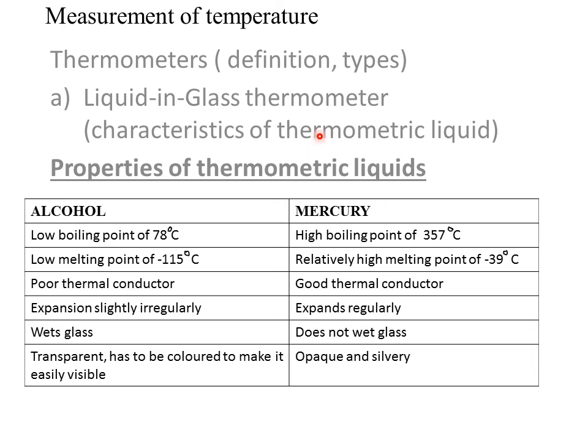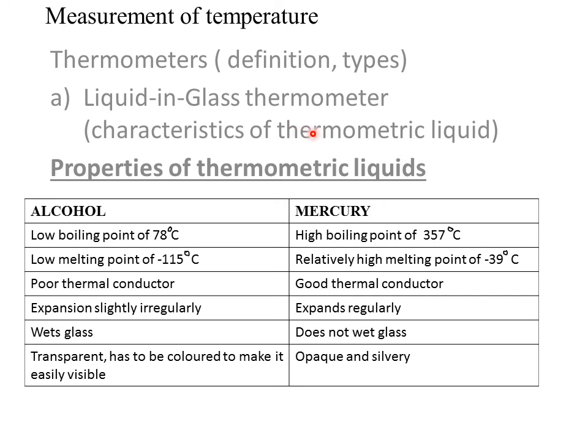One is that it should be easily visible. Why should it be easily visible? So that the person recording the measurements can easily see it. You cannot use a colorless substance close to something like water. So that's why we prefer using either mercury, because mercury is already colored, or colored alcohol. So one of the characteristics of a thermometric liquid is that it should be easily visible.